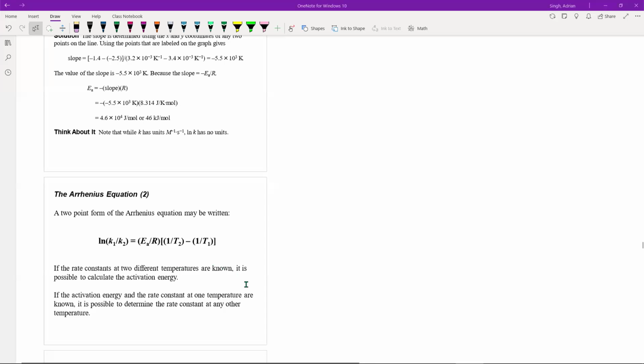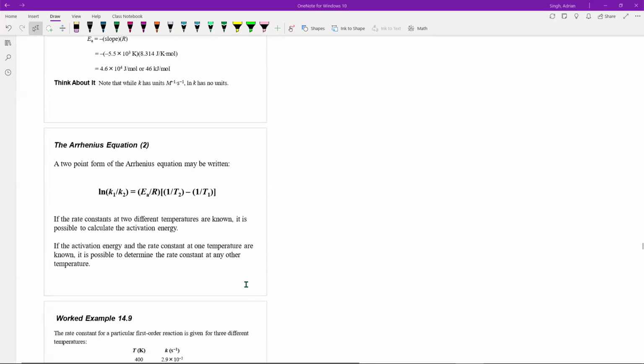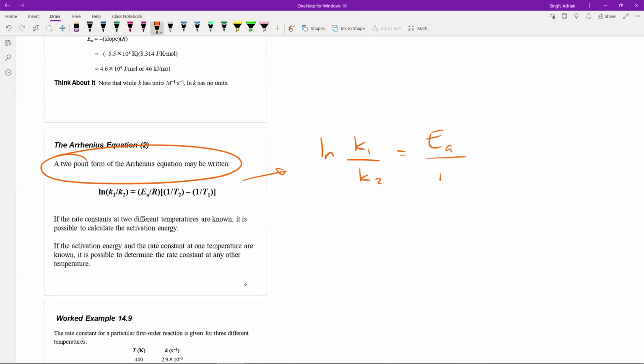Now, in some cases, we can actually simplify our calculation a little bit. We have what's known as a 2-point form of the Arrhenius equation. I'm going to rewrite it so it's a little bit easier to interpret. We take the natural log of k1 over k2, so the rate constant under one condition compared to another. That's equal to the activation energy over R times 1 over the second temperature minus 1 over the initial temperature.